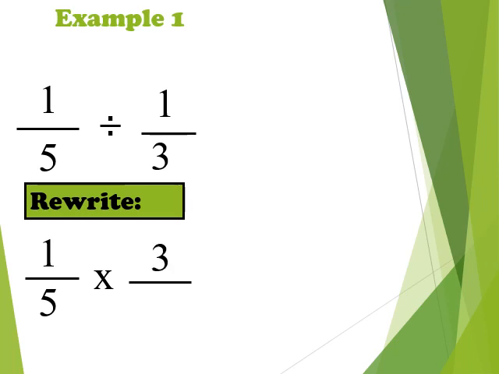So it will be 3 out of 1. The last step is multiplication. So I will multiply 1 times 3, it will be 3. 5 times 1, it will be 5. So 3 out of 5 is the answer of the division sentence.